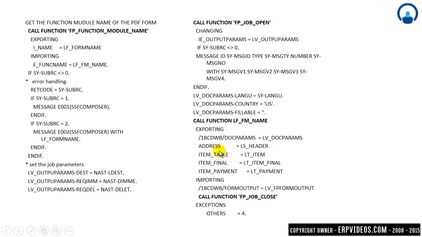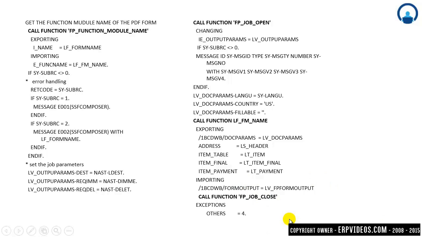And here under the exporting parameters we will pass the details like address, the item table, the item final table, and the payment table. After providing the exporting parameters, next we'll provide the importing parameter for the PDF form output. And after that, last we'll call the function module FP_JOB_CLOSE for closing that particular PDF form.